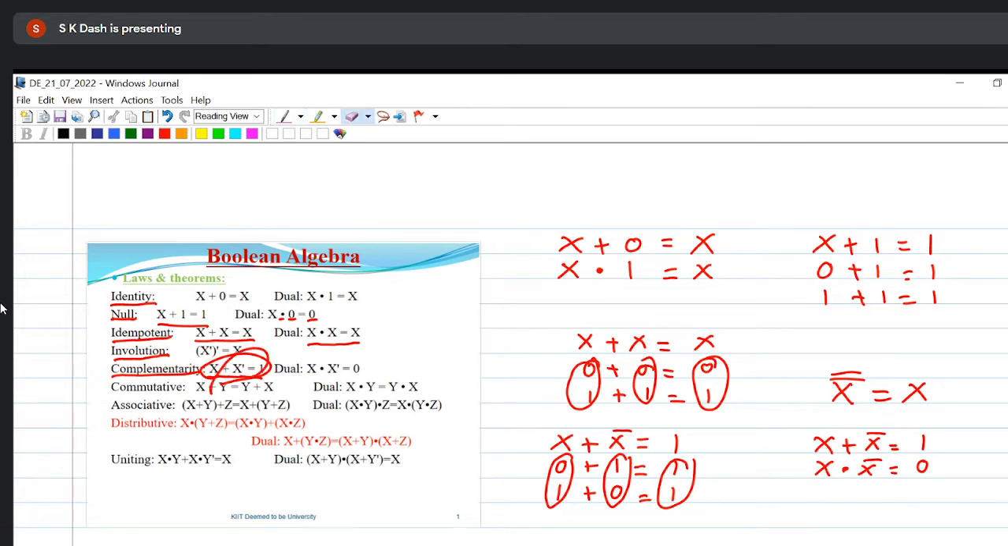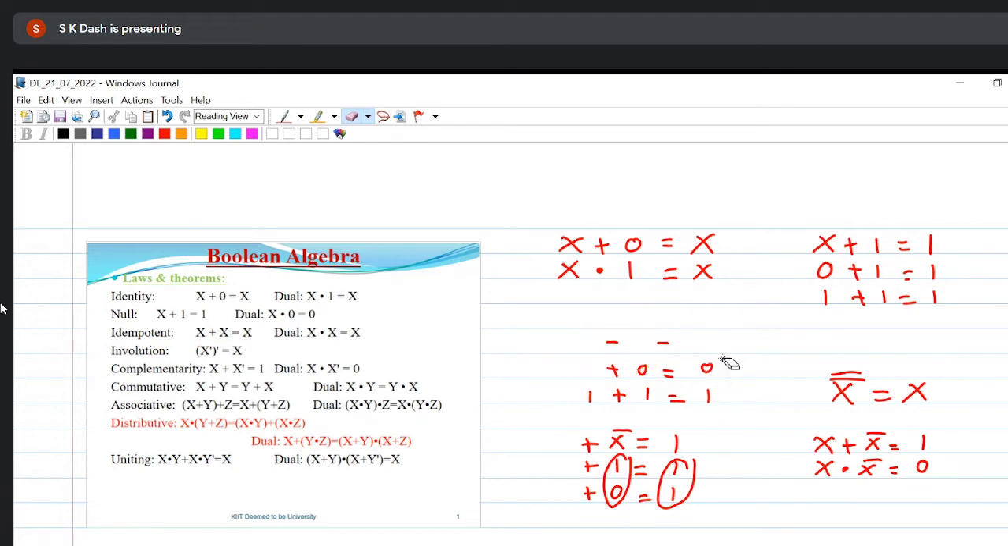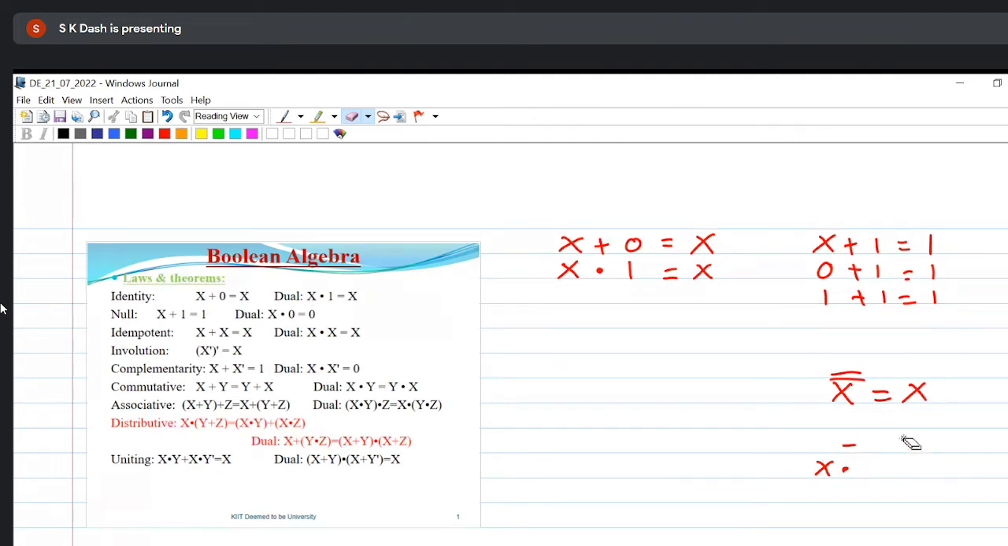Next, commutative. What do you mean by commutative? Anyone? Commutative law? Commutative means what?